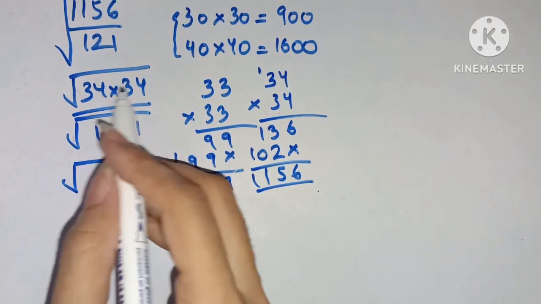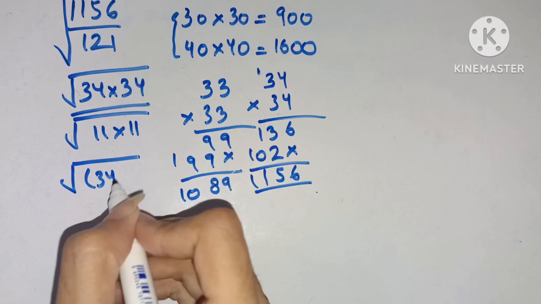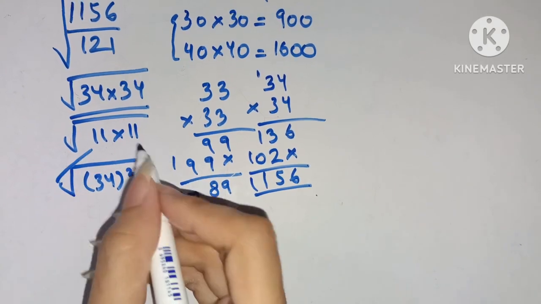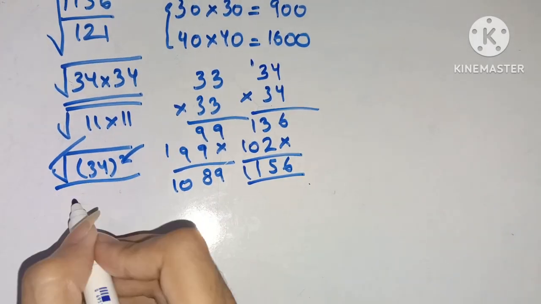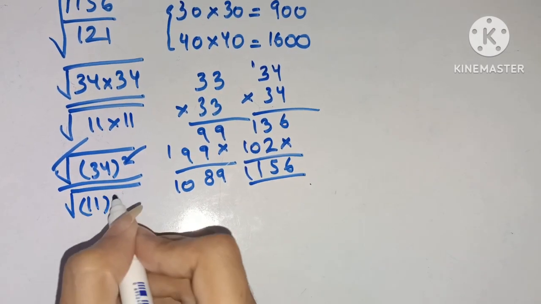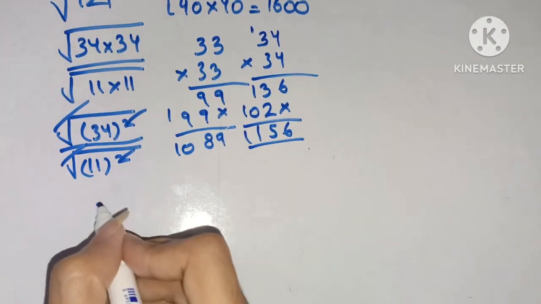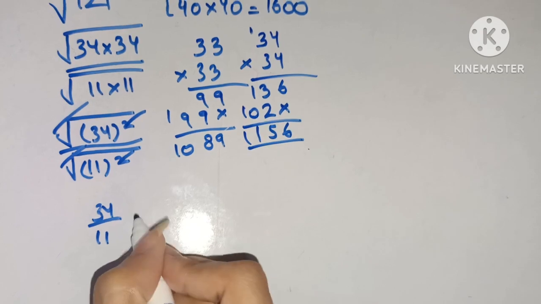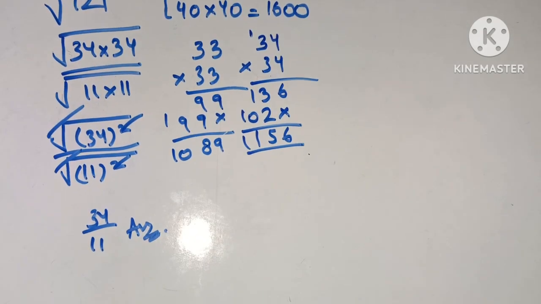Now what you will do is, these are coming twice, so you will only write it once and put a square as a power of it, and the square root will be cancelled by the square. Again same procedure. So 34 divided by 11 will be the answer of this question.